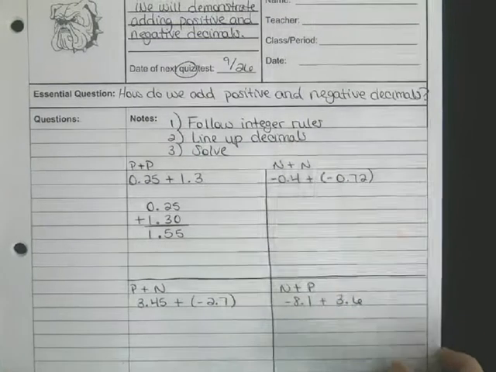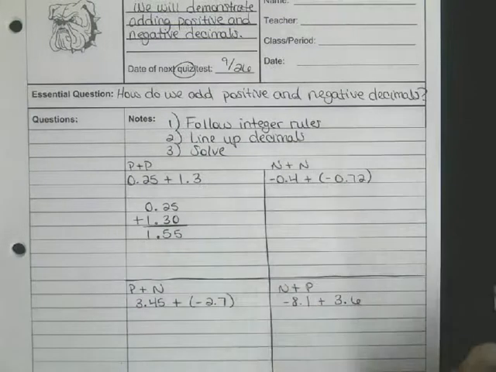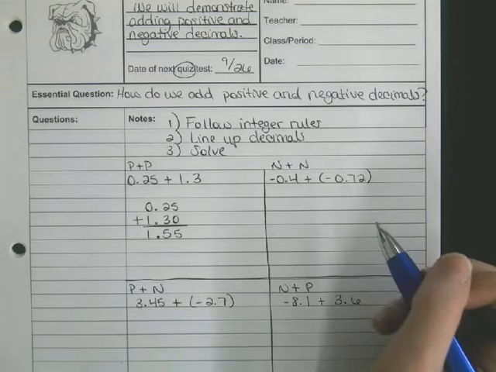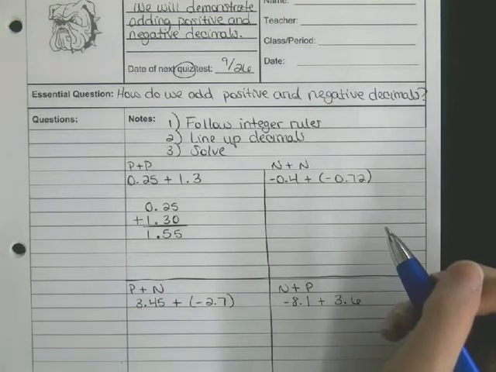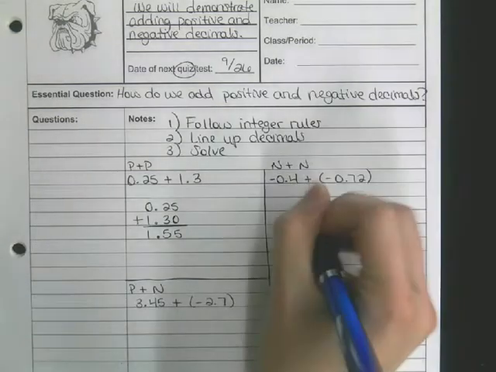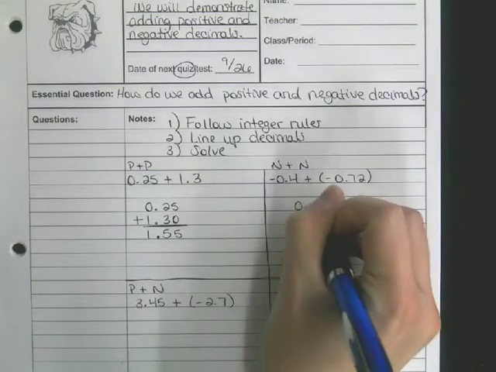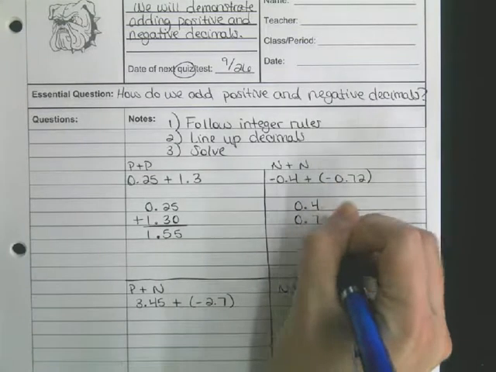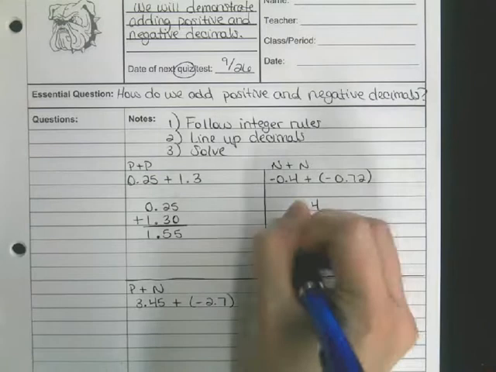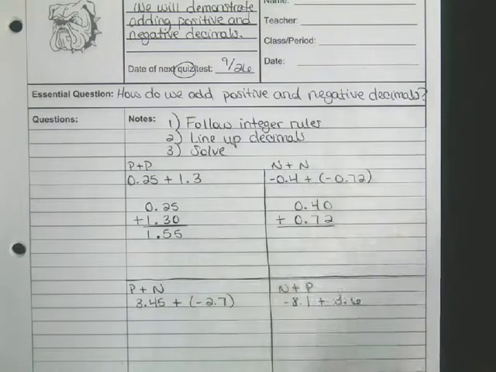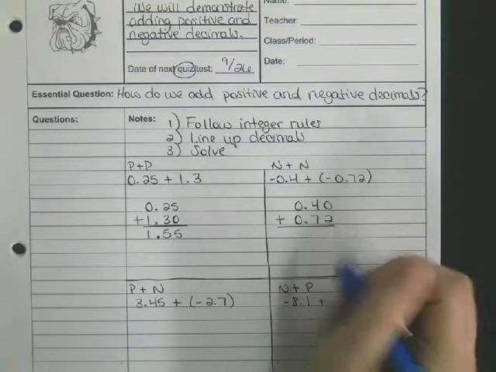Let's do a negative plus a negative. Now, according to the integer rules, whenever we add negatives, we just add like normal, but our answer is negative. So since we're adding like normal, I'm going to go ahead and set this up like an addition problem, and I'm going to line up my decimals. And I can fill a 0 in this space. Now I'm just going to add from right to left.